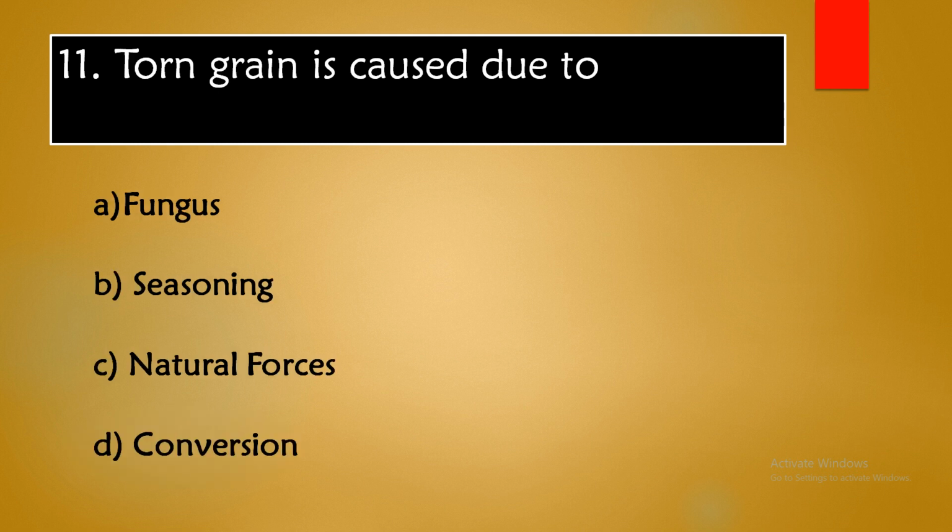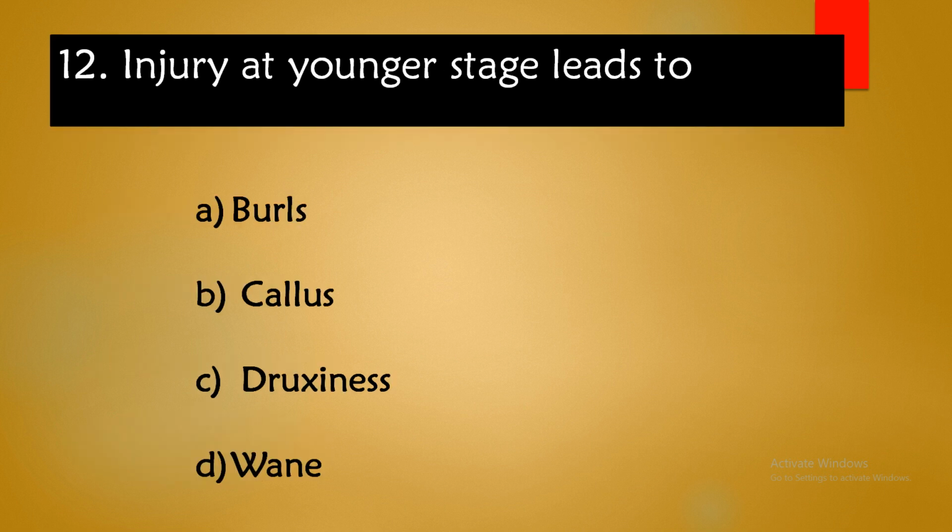Torn grain is caused due to: fungus, seasoning, natural forces, conversion. Torn grain is caused due to the conversion of timber. Injury at younger stage leads to: burl, callus, foxiness, vein. Injury at the younger stage leads to burls.